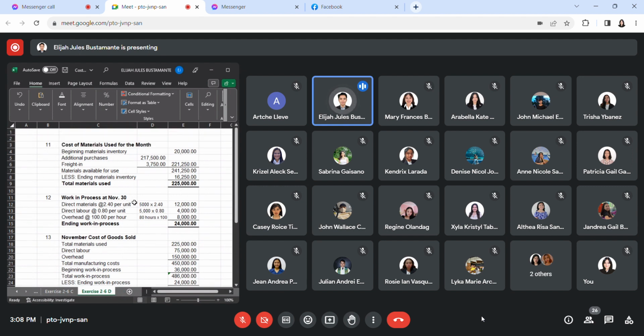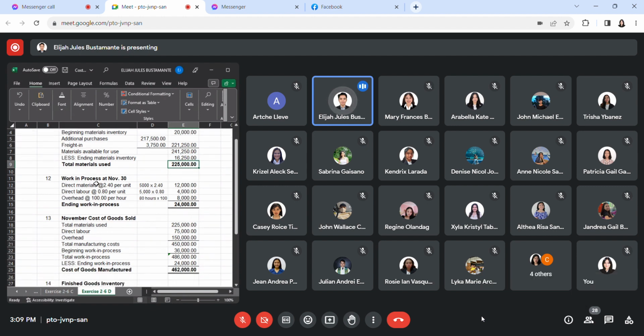Direct materials. So number 11, we are looking for the cost of materials used for the month. So first we had the beginning materials inventory plus purchases, which totaled to 221,250. So muna itong makuha is muna siya ang materials available for use. Then we subtracted it with the ending materials inventory, which is 16,250. So now we have the total materials used totaling to 225,000.